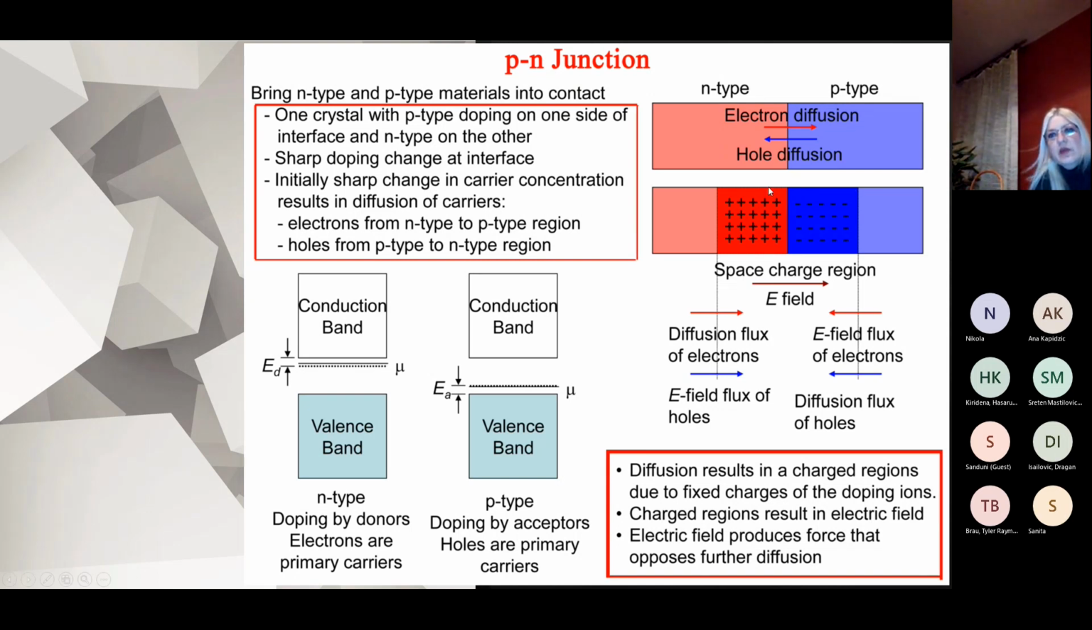And because we have the fixed charge here from one side and from the other, positive and negative, we can say that we built an electric field. So we can generally summarize: diffusion results in charge regions due to the fixed charge of the doping ions. Charge regions result in an electric field. An electric field produces a force that opposes further diffusion. And now, when the electric field is built, it will oppose diffusion.